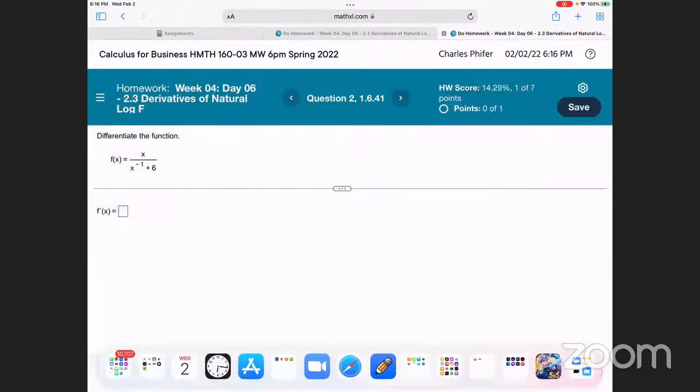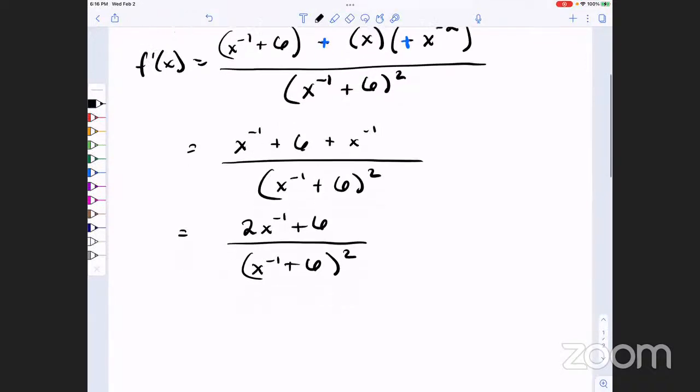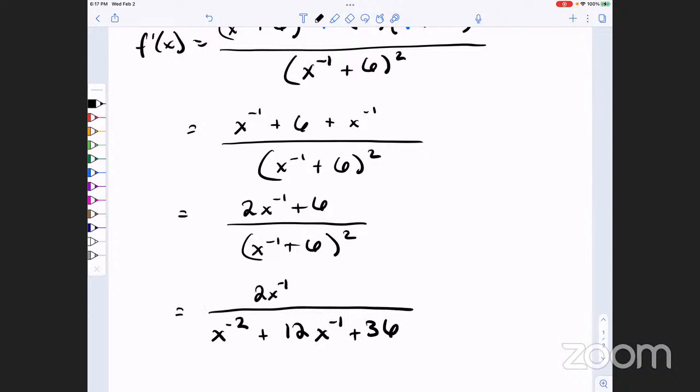Okay. So let's take ours a little bit further because of that. So let's just get rid of this. So now, okay. First, let's expand this denominator. So then x to the minus 1 plus 6 squared becomes x to the minus 2 plus 12 x to the minus 1 plus 36, right? It's just squaring a binomial. And then the top is 2x to the minus 1 plus 6.